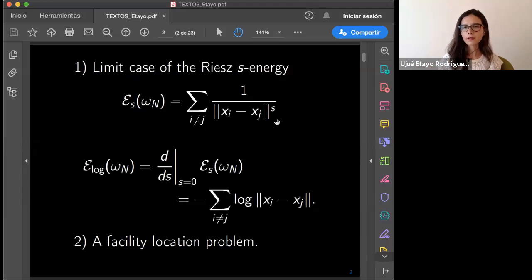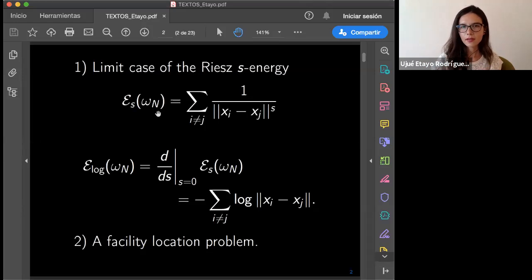And then we wonder what happens when s equals 0. If we take here s equals 0, then this is always 1. And so this number is just a combinatorial number depending only on the number of points that we have, and not depending on the distribution of the points on the sphere.